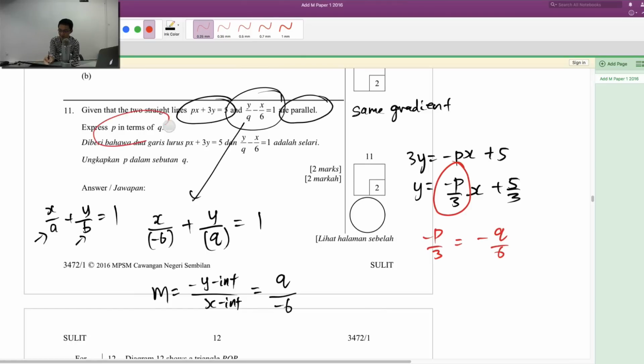The question asks for p in terms of q. So for p, the negatives cancel out, so it equals 3q over 6. Simplified, p equals q over 2. Done. Okay, you can do it like this.